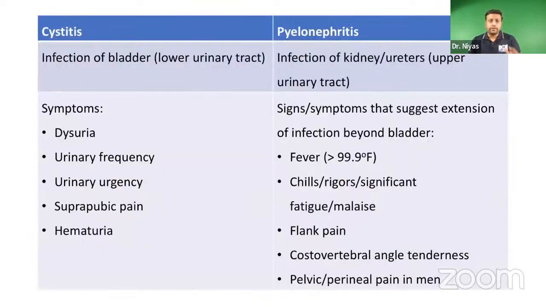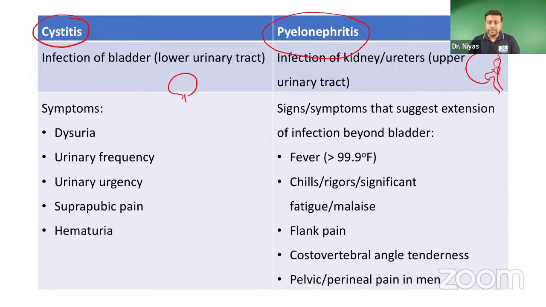Now, in reference to urinary tract infection, there are two clinical syndromes that we should be aware of. One is called cystitis, and second is pyelonephritis. Cystitis refers to infection of the urinary bladder, whereas pyelonephritis refers to infection of the kidneys as well as the ureters. So this is something that is very basic. Infection of the bladder or the lower urinary tract is called cystitis, whereas infection of the upper urinary tract, the kidney or ureter, is called pyelonephritis.